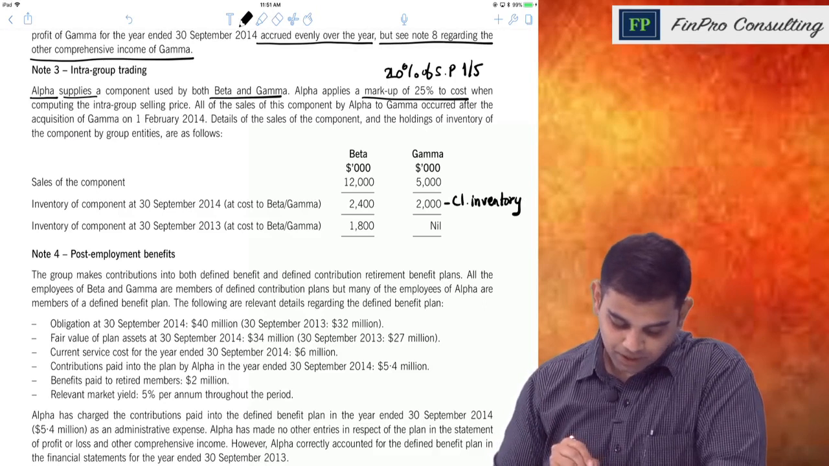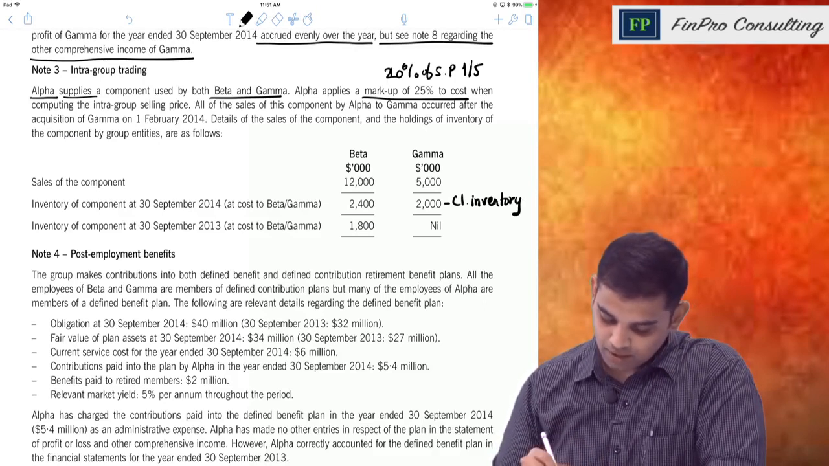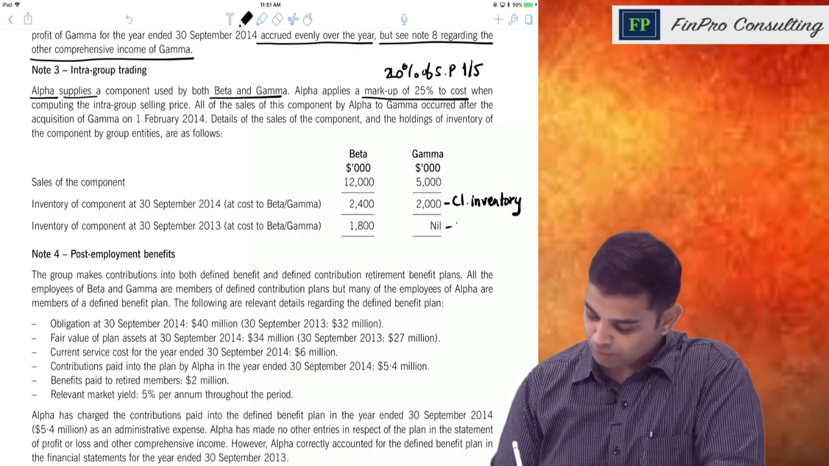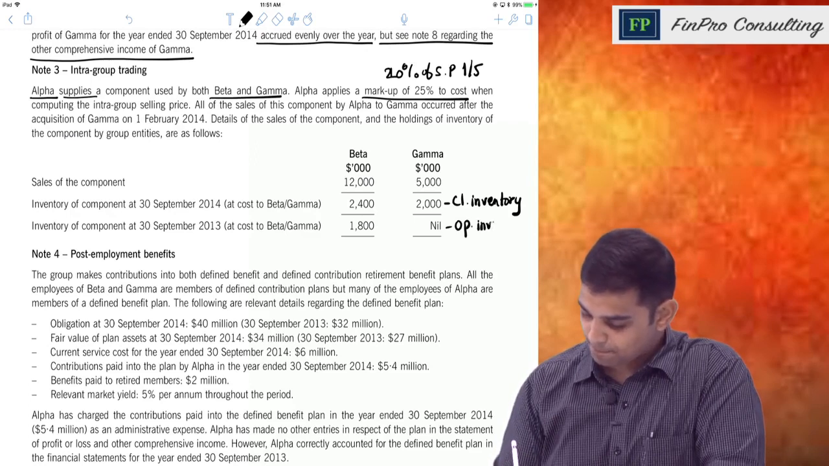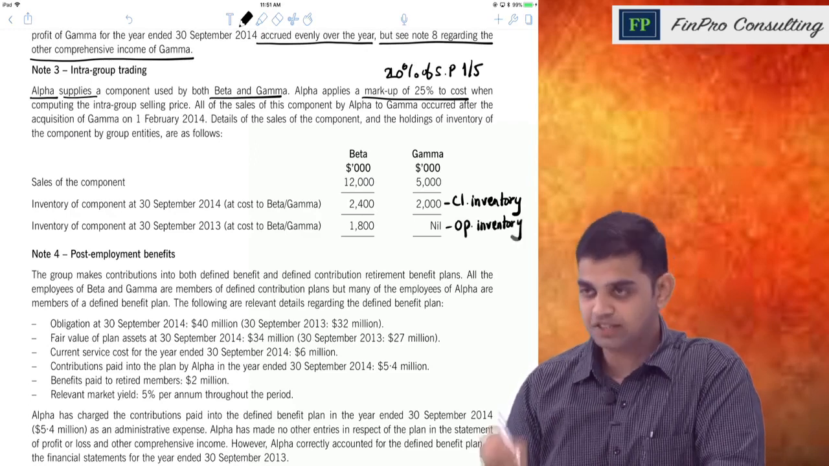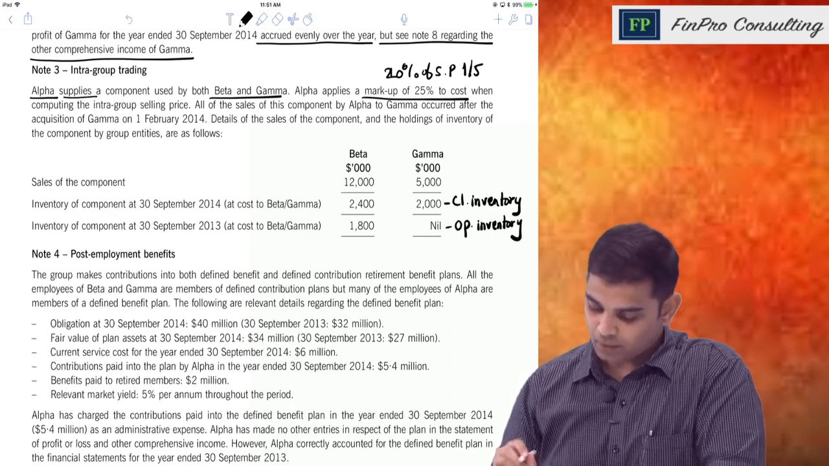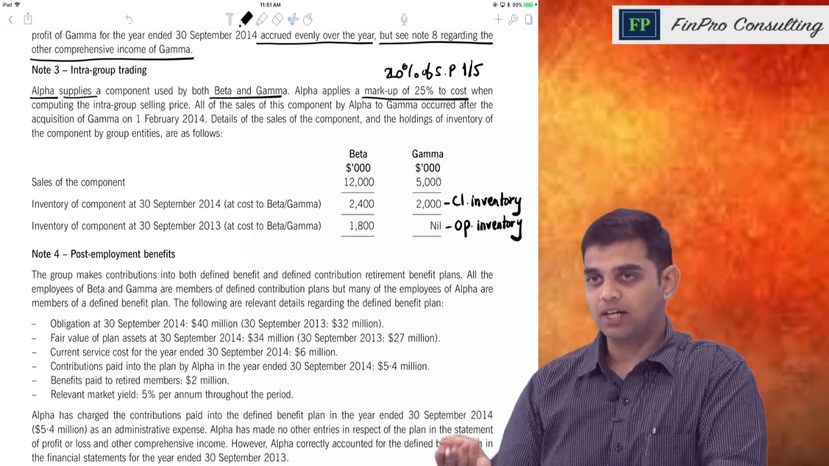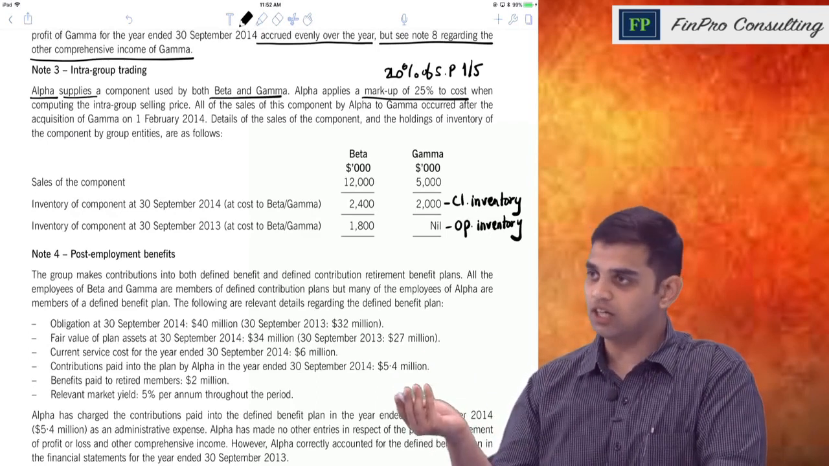Okay. An inventory of component at 30th September at cost to beta. This is opening inventory, which will be last year's closing, right? Now why is it nil in gamma? Because it is acquired during the year, there were no sales in the earlier year.